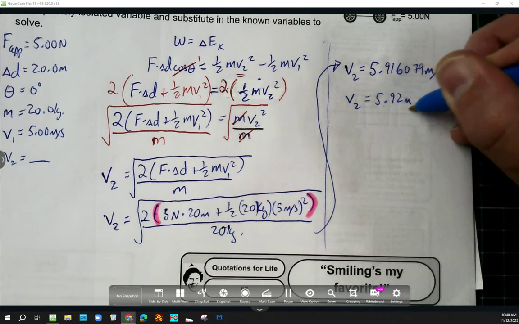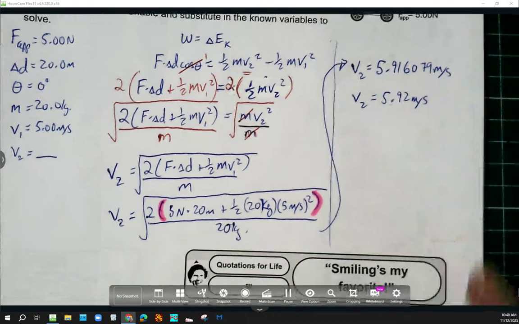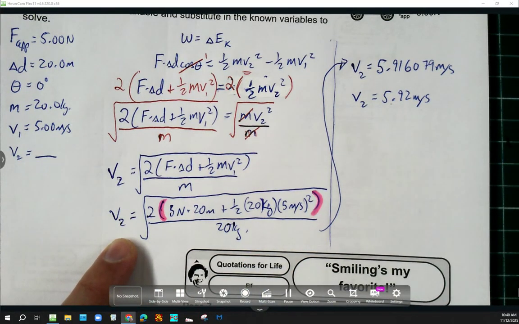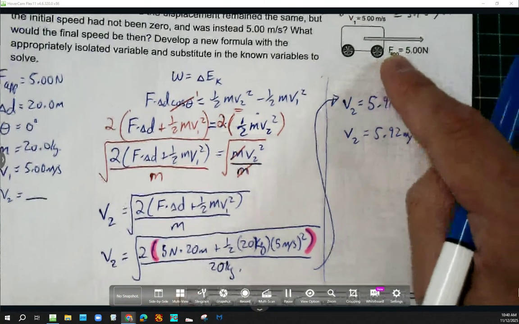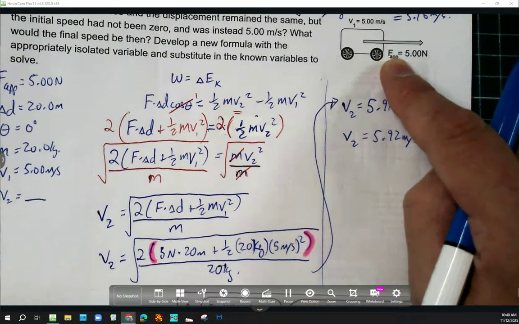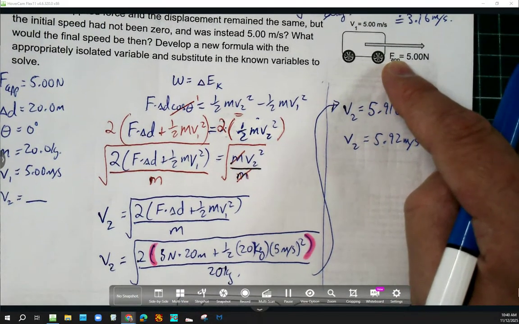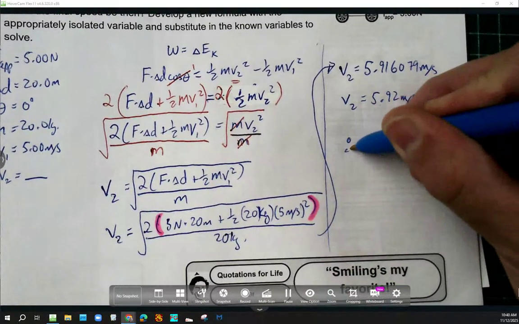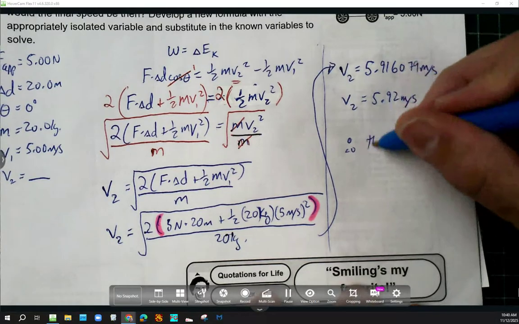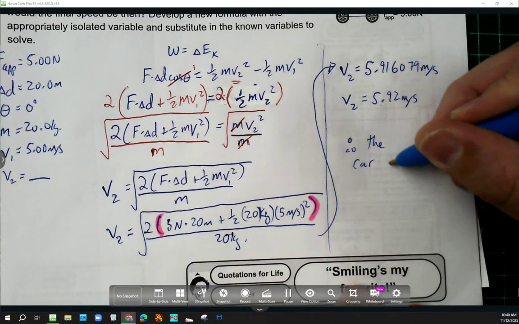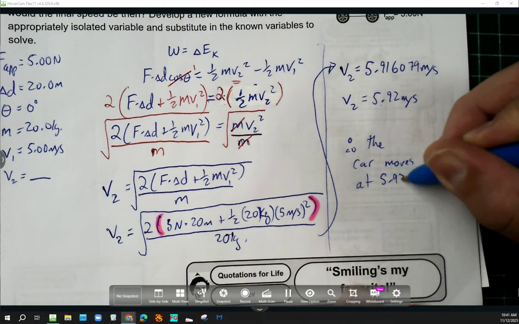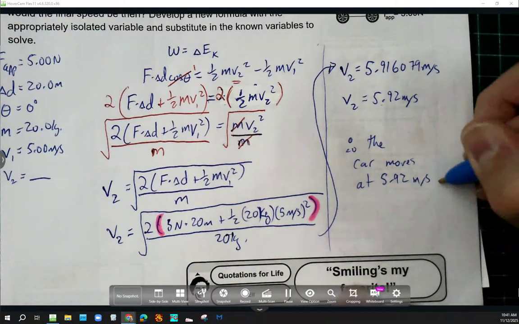5.92 meters per second. Now, I know that when I square root this thing, there's going to be a plus or a minus, but remember, we didn't have a reference frame anyway, so all we cared about was the magnitude. Now, in this case, it's sensible to think that it must be to the right, but again, we didn't have the reference frame. All we cared about was the speed. Okay? Yeah, negative velocity could be a thing. So therefore, the car moves at 5.92 meters per second at the end of the push.